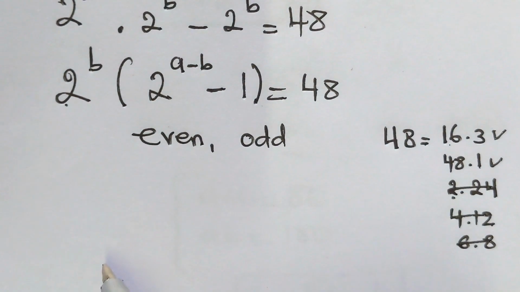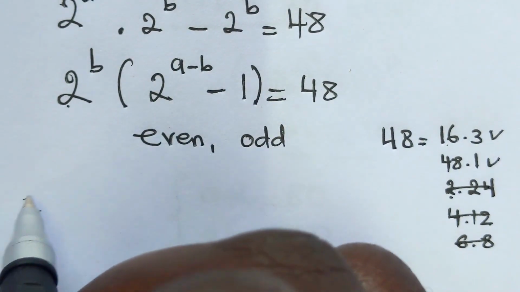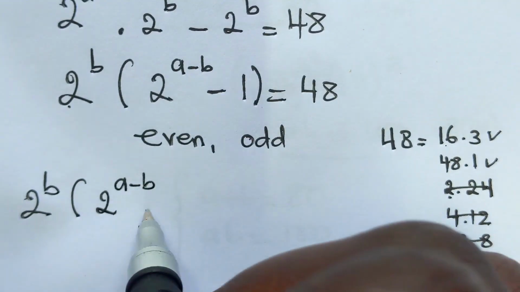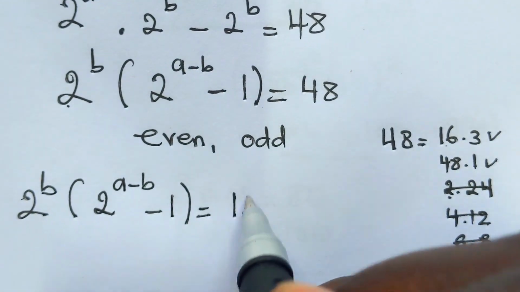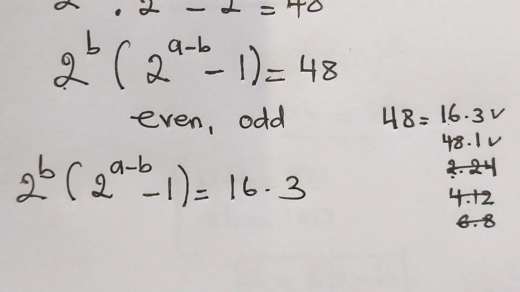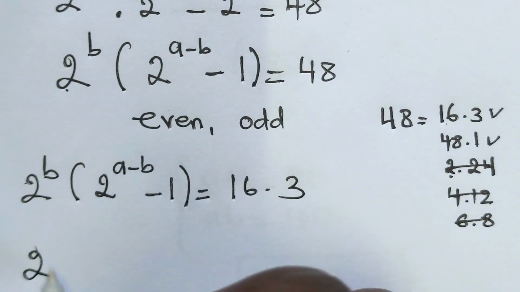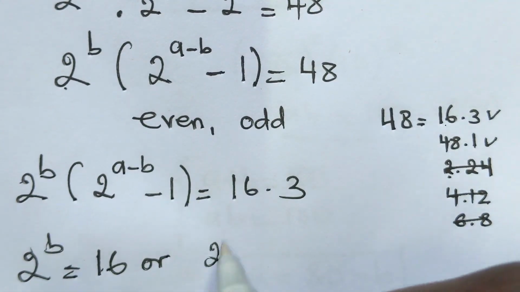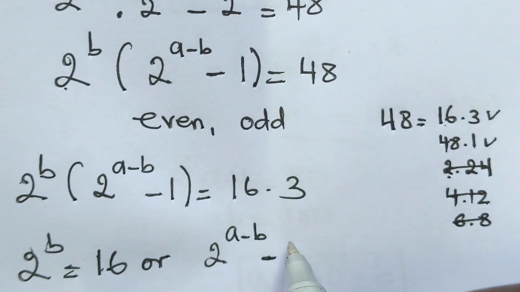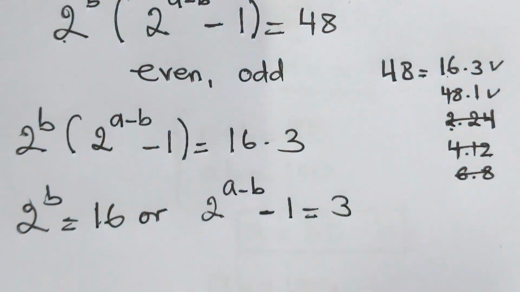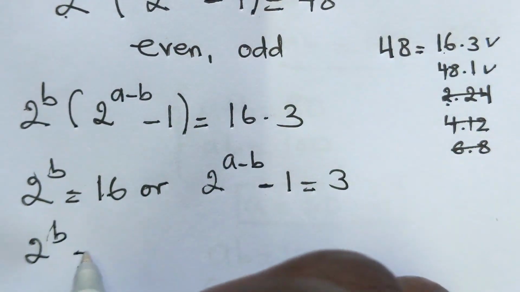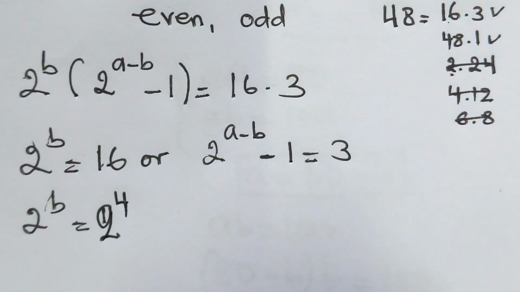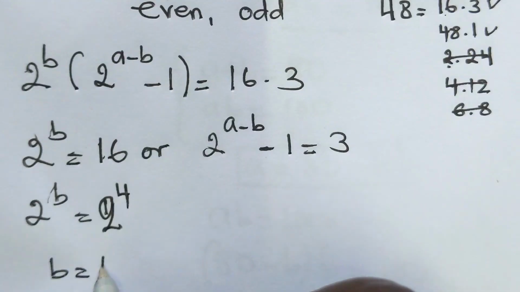Then we equalize to this equation. We have 2 power b, open bracket 2 power a minus b, then minus 1, equals 16 times 3. So we shall have 2 power b equal to 16, and 2 power a minus b, then minus 1, equals 3. At this stage, 2 power b is equal to 2 power 4, and we write that our b will be 4.